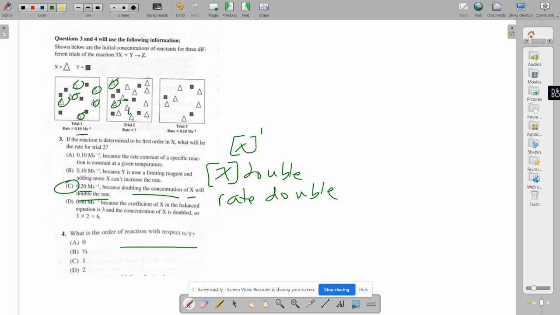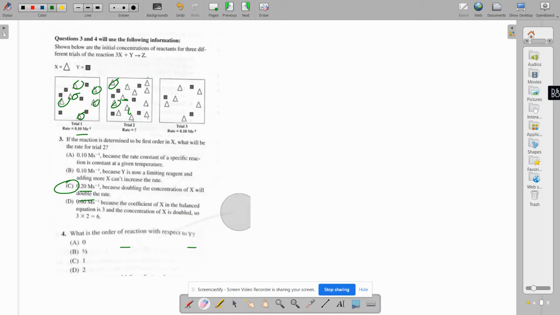Now, what's the order with respect to Y? Let's see, what trials do we want to look at to compare Y? What would be really nice is if X was held constant and we just change Y. Y is the squares. I see here we have 6 squares here, and then 3 here. So it looks like we're cutting the squares in half.